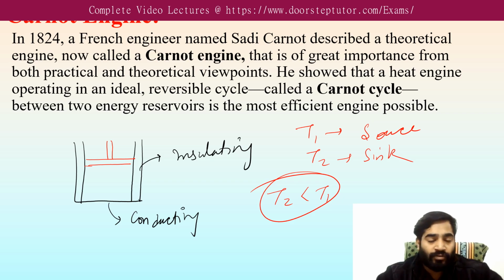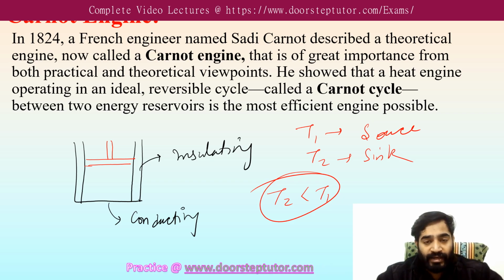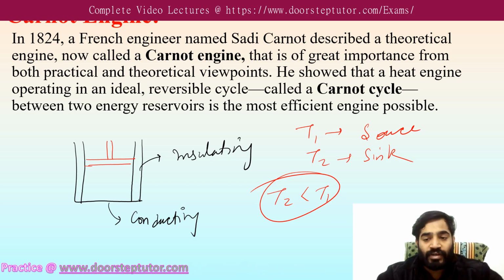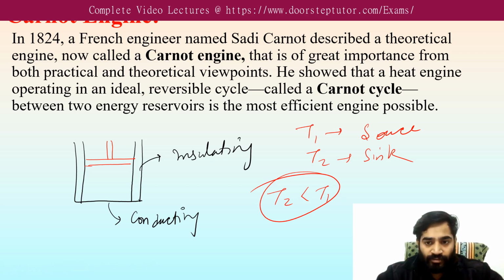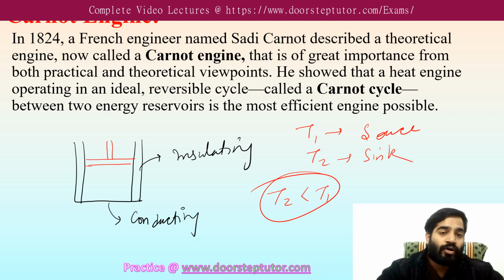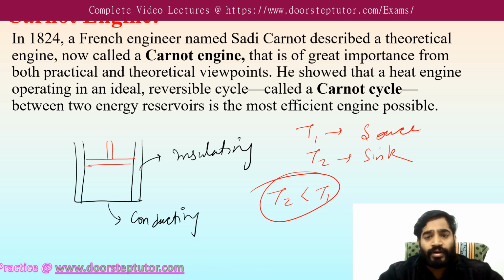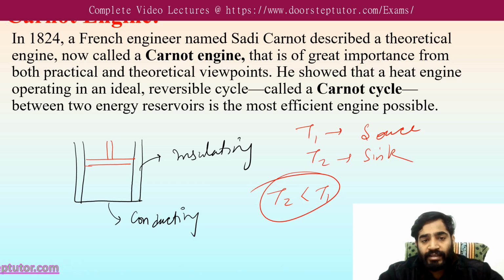Now we are going to use an insulating stand, and the base of the cylinder is attached to the insulating stand, so the working substance gets isolated from the surroundings. All of this is what we call the working substance, an ideal gas inside that cylinder. So the ideal gas is filled in. This is all about the Carnot engine. Now what is the Carnot cycle? The engine operating on the ideal reversible cycle, that cycle is what we call the Carnot cycle. This Carnot cycle is between two reservoirs and is the most efficient engine possible up to now.